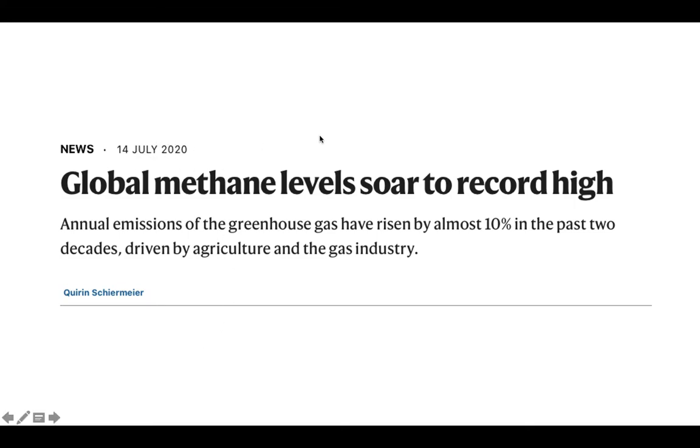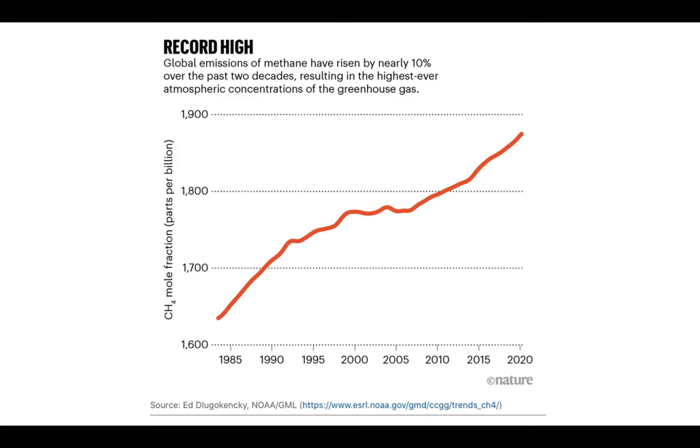Methane levels have soared to a record high recently. Take a look at the date here. Some of that is from the cattle industry, of course, but some of that is also from methane harvesting and methane leaking, right? So you can see over time that the amount of methane in the air has increased dramatically, and that's really problematic because it's much, much worse than carbon dioxide.